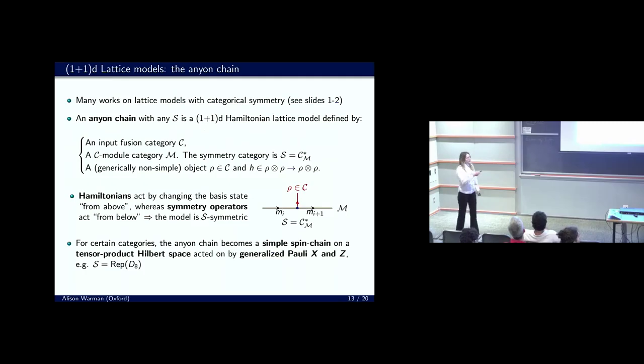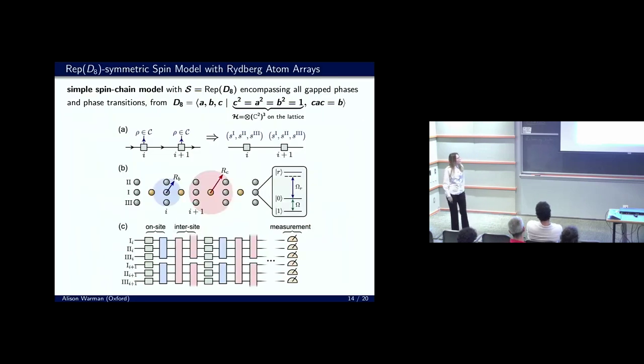In general, this is a constrained Hilbert space, but for certain models, like the one we studied with Rep(H8) symmetry, it simplifies to a spin chain on a tensor product Hilbert space based on qubits, where the operators in the Hamiltonians can simply be written in terms of Pauli X and Z. So this is the setup. Basically, we take the H8 here to be this category C. So on each lattice site i, we can realize it in terms of these 3 qubits.